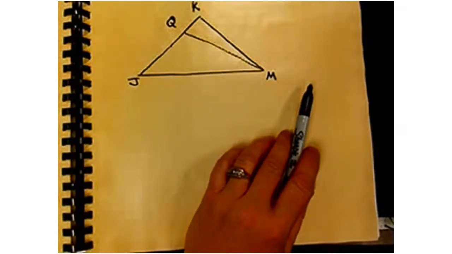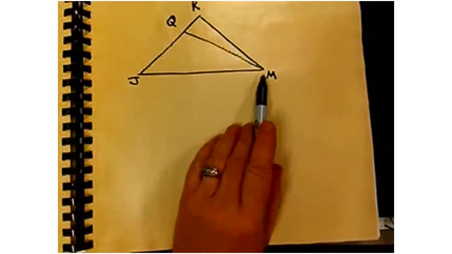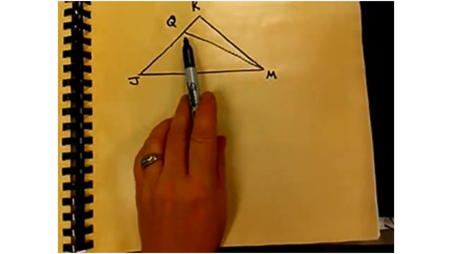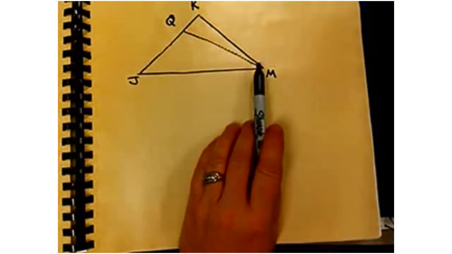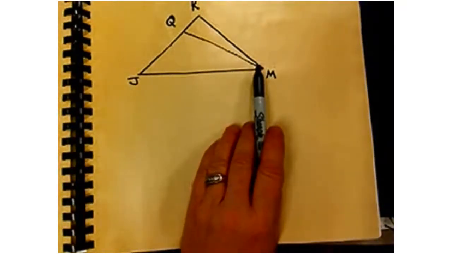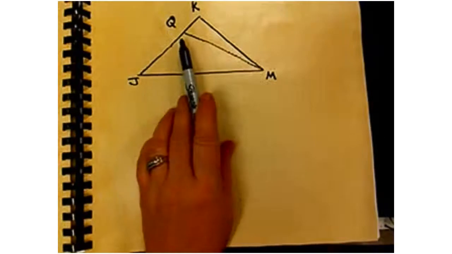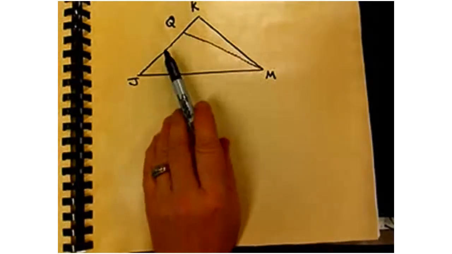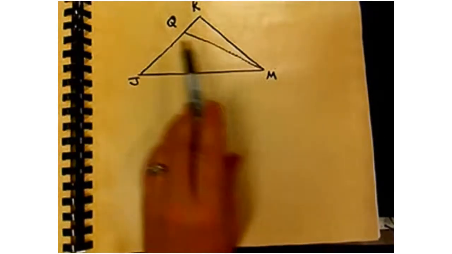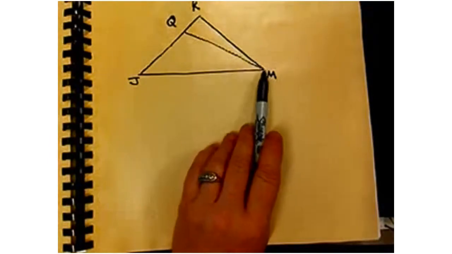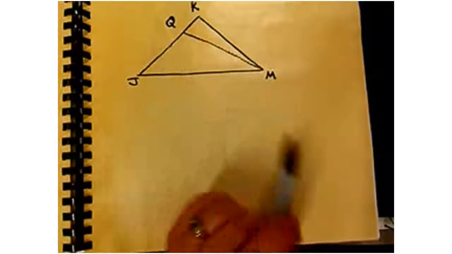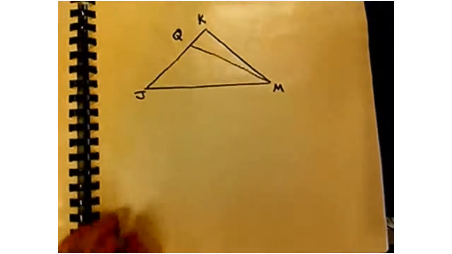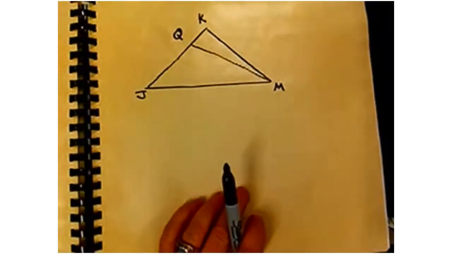It's not an altitude. It doesn't meet the definition of an altitude. It comes from a vertex, but it's not perpendicular to the other side. There's no right angle indicator. It doesn't meet the definition of a perpendicular bisector. It doesn't hit the other side at a right angle and split it into two equal parts. It doesn't meet the definition of a median. It does come from the vertex, but it goes to the side opposite at just a point Q that's not the midpoint. So this is none of them. It's just a line segment in the midst of our triangle.